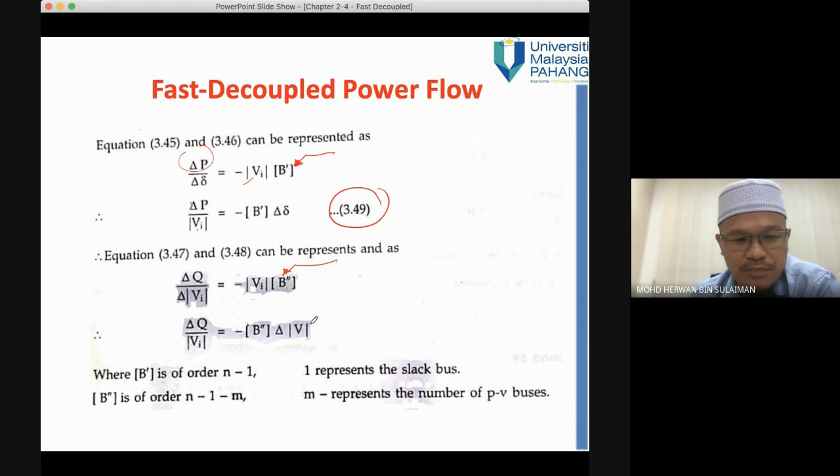times delta V. For this notation, B prime is of order n minus 1. That means if you have 3 buses, your B prime is of order 3 minus 1, so it is a 2 by 2 matrix. Okay, and then B double prime is of order n minus 1 minus m, where m represents the number of PV buses. So say you have 3 buses, for example.